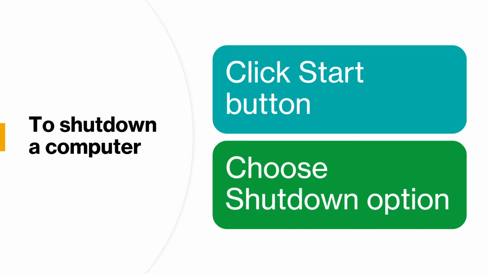So this was all about the application window. Now when you shut down, what do you press? Click the start button and then choose the shutdown option. The computer will shut down.